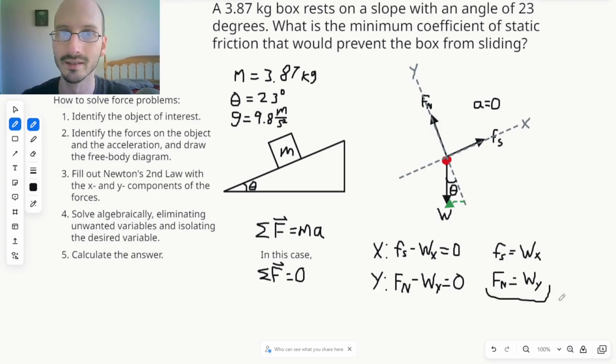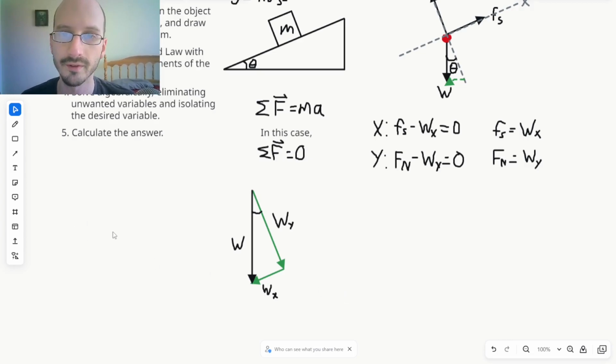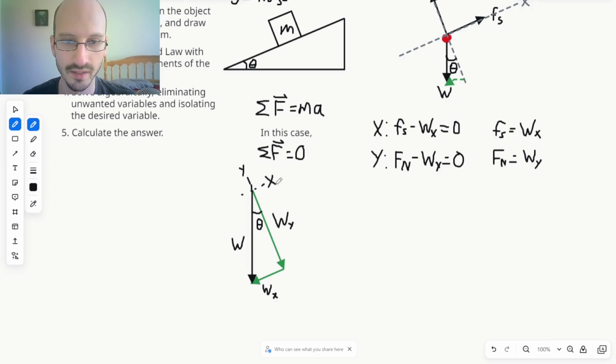All right, zooming in on this triangle, we want to find the components. So we've got the x component, the y component, and the magnitude forming a right triangle together. So the way that we find the x and y components is x is the opposite side of the triangle. It's important to note that this is the y-axis, and this is the x-axis. The x component is the opposite side of the triangle. So wx is equal to w times the sine of the angle.